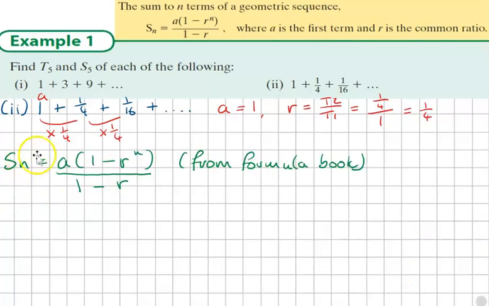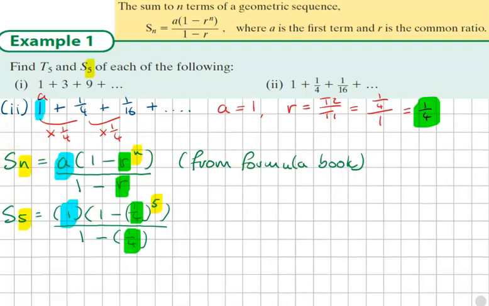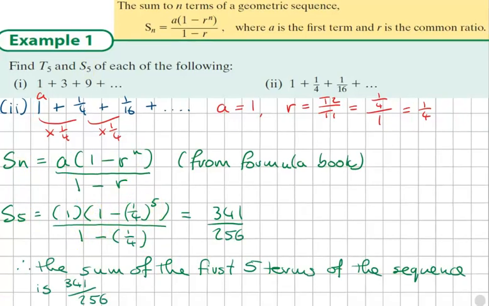For Sn, I have the formula a times 1 minus r to the power of n all over 1 minus r. So again, from the formula book, specifically for geometric sequence. Again, don't mix it up with the Sn formula for an arithmetic sequence. Subbing into my formula for S5, I have 1 multiplied by 1 minus a quarter to the power of 5, all divided by 1 minus a quarter, which gives me 341 over 256. Therefore, the sum of the first 5 terms of the sequence is 341 over 256.